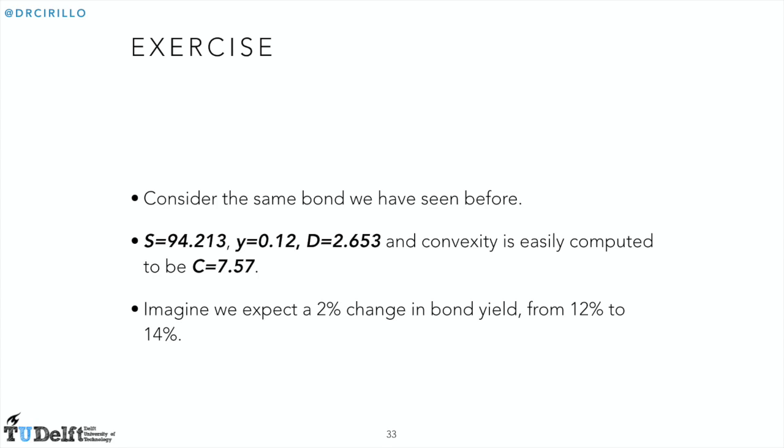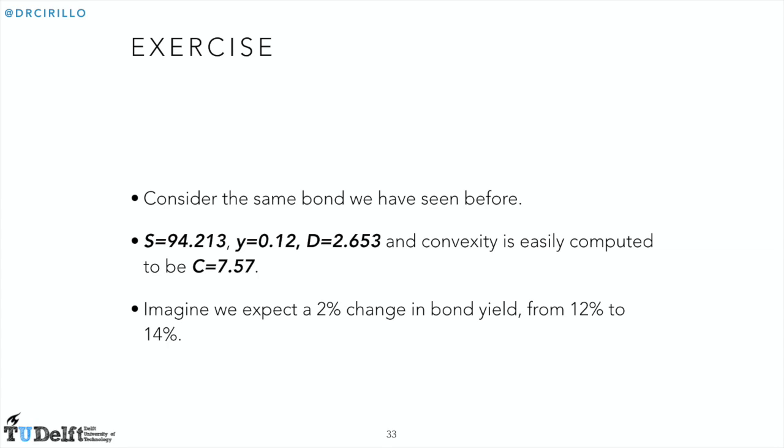So consider the same bond with the same data. If, and it's an exercise that I suggest, you compute convexity, the convexity that you will get for that bond is 7.57. Okay? That's what you get by applying the formula very simply and computing the quantities.